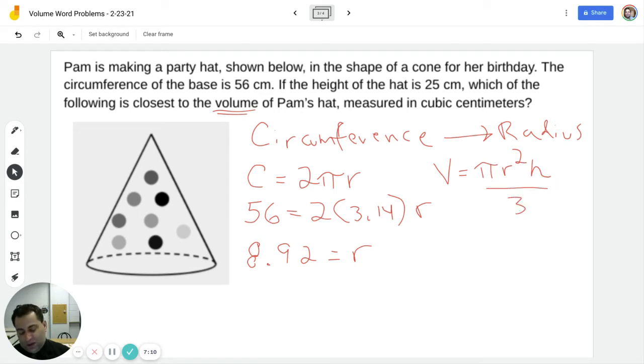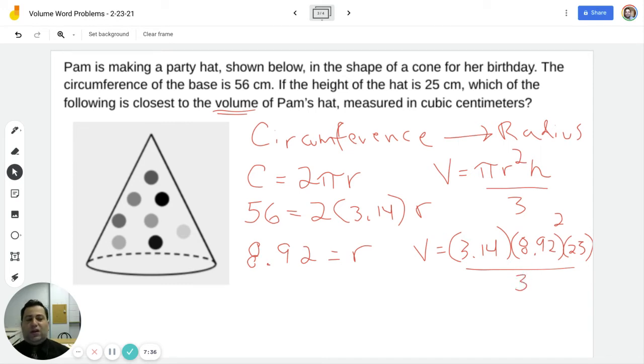Let's start to plug in our numbers now. Here, we have volume equals pi, 3.14, times the radius of 8.92 squared, times a height of 25, all divided by 3. Again, we're going to do in our calculators 3.14 times 8.92 times 8.92 times 25, all divided by 3. And when I do that, I get volume equals 2,081.99 centimeters cubed.